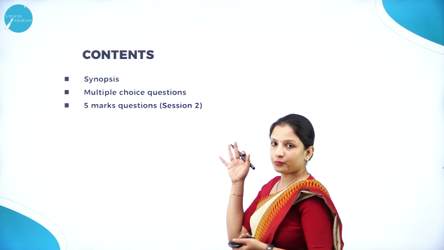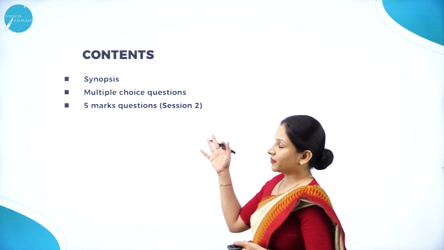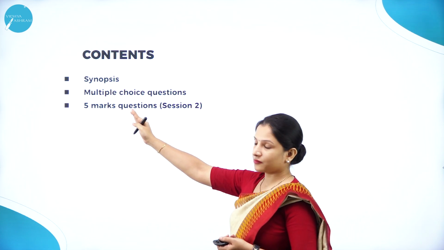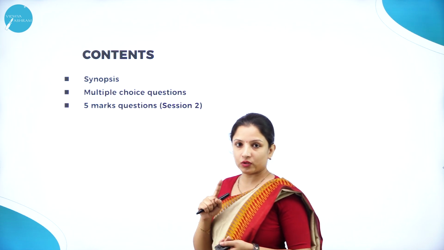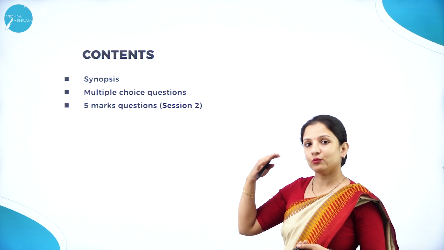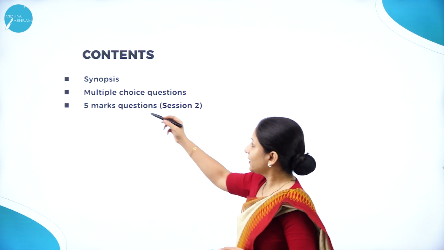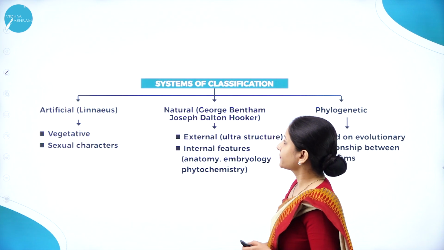According to the blueprint given by the PU board, this chapter has a total weightage of 5 marks questions and 1 MCQ. The 5 mark questions we'll deal with in the second session. In this session, we'll mainly concentrate on the synopsis and the multiple choice questions.